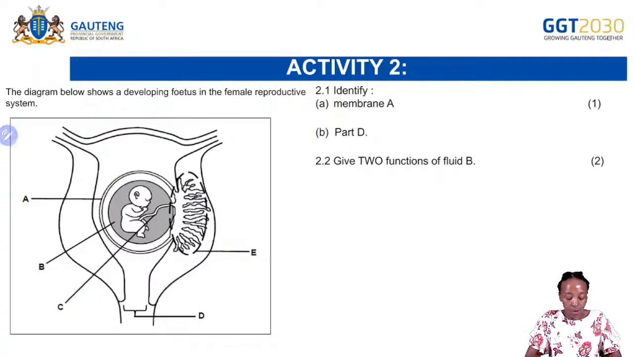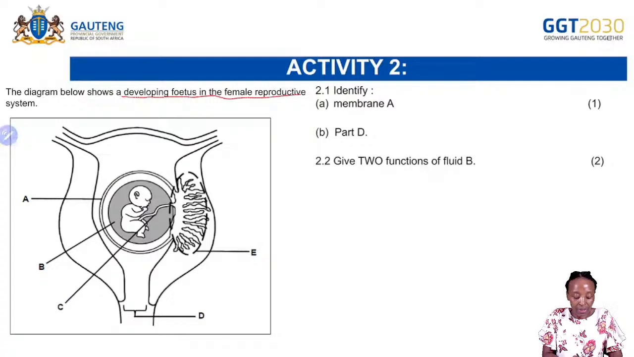Then we have the second question, activity number 2. Here we are looking at the diagram that shows a developing fetus in the female reproductive system. So a learner that knows his or her stuff would have her highlighter or his highlighter underline all the keywords now. So we are looking at the developing fetus, and where is the developing fetus? It is in the female reproductive system. Again, we look at the diagram, we study the diagram before we answer the questions. So we are looking at the developing fetus. We can all see it over there. We know that this is the uterus.